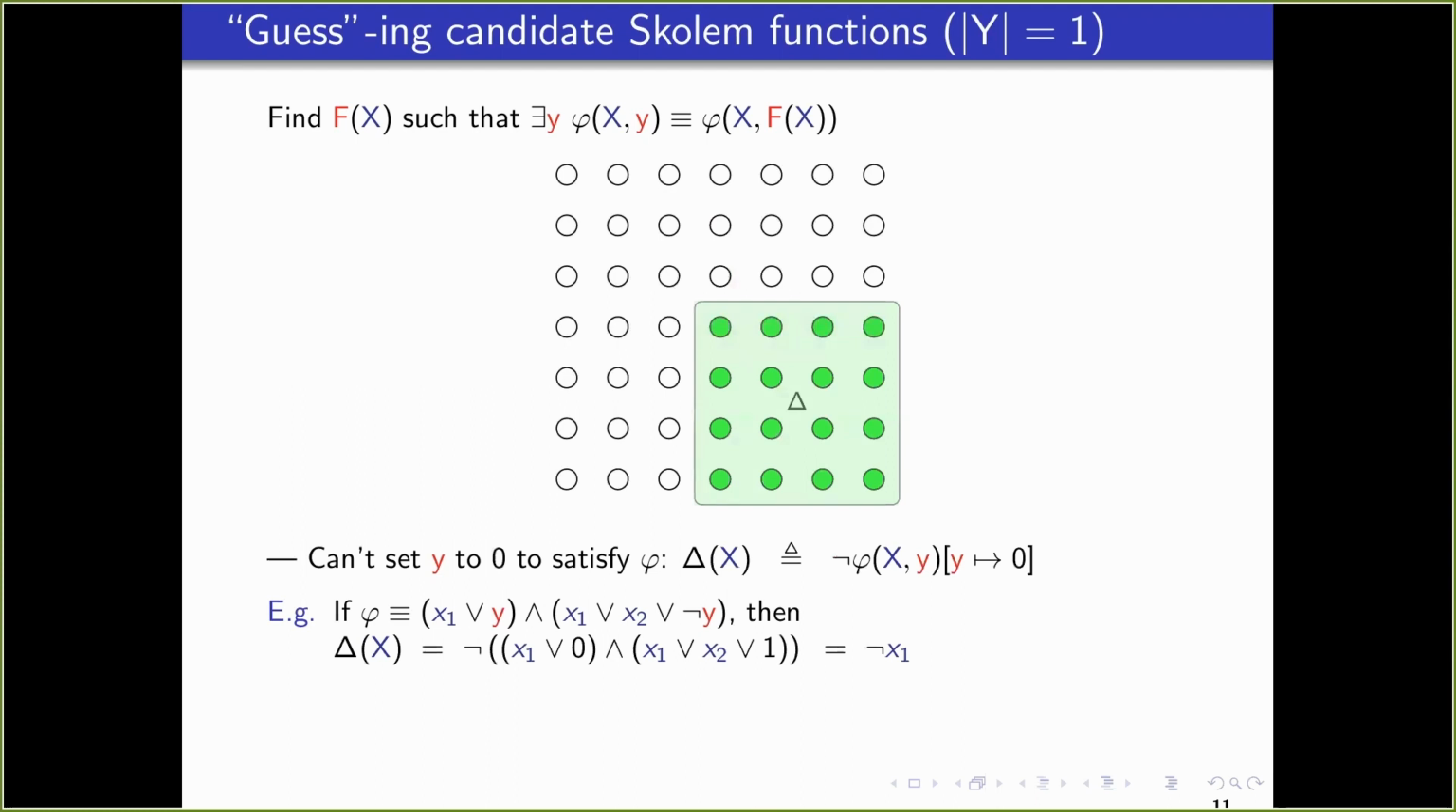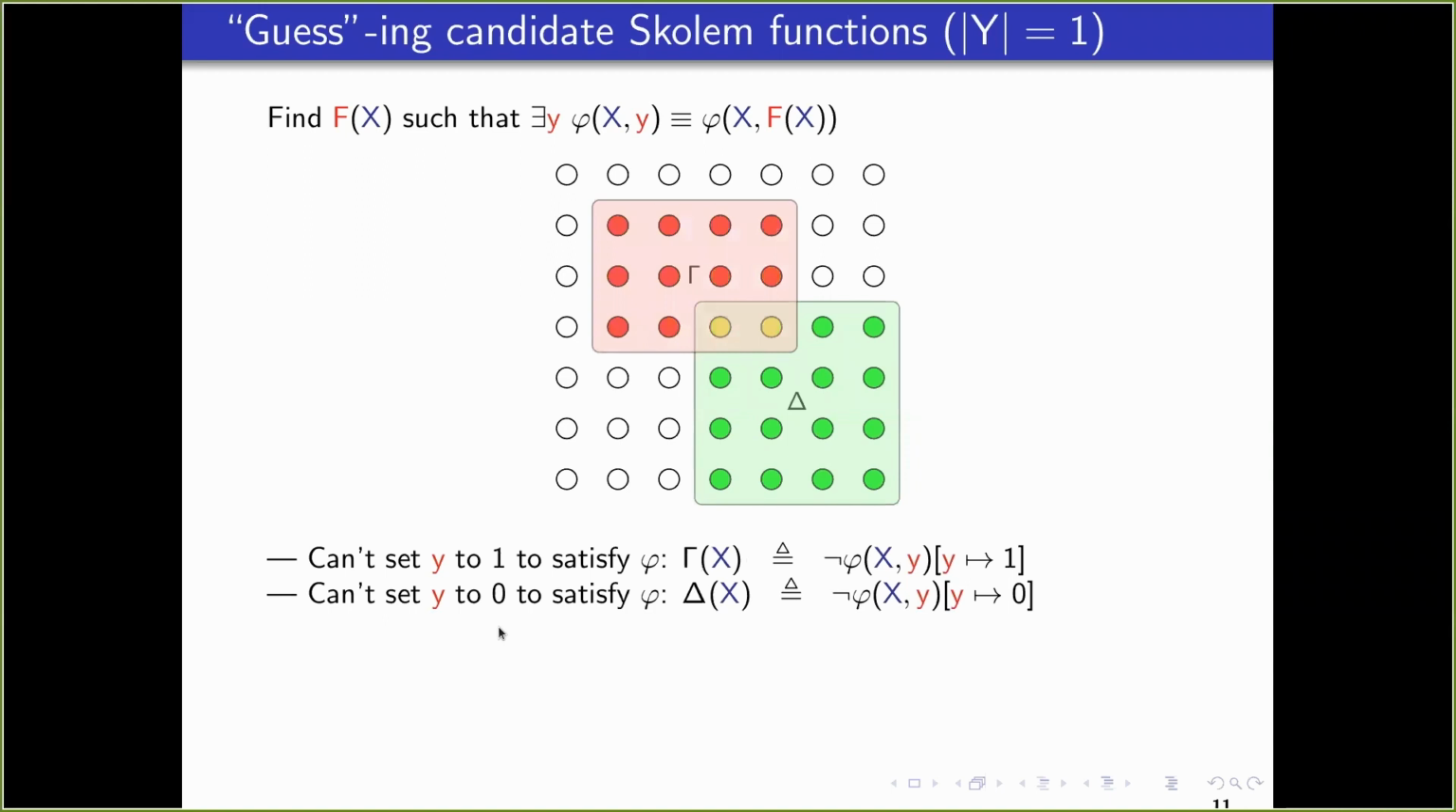And I could then do the same thing by asking, what are the values of x which forbid me from setting y to 0? It's the same trick. You set y to 0 in the specification, negate the specification, and there you get that you can't set y to 0. In the same example that we saw earlier, you can't set y to 0 if x1 is 0, because if x1 is 0, this clause becomes y.